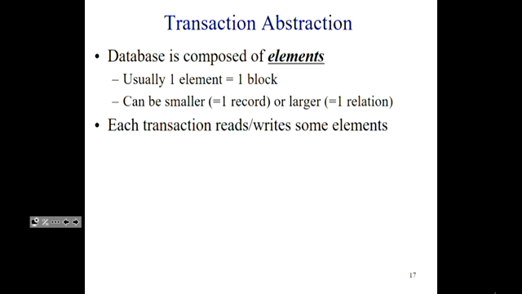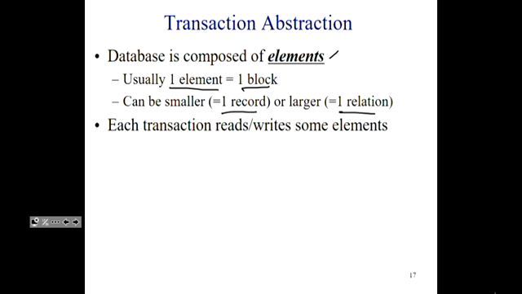To talk about this language, we first need the notion of elements that the language touches. So these elements are what compose a database. An element is typically one block, but it can be even smaller. It can be one record, or it can be even larger at the level of a relation. The updates that we are recording are going to be at the level of these elements. So you say this element has been updated from this value to this value.